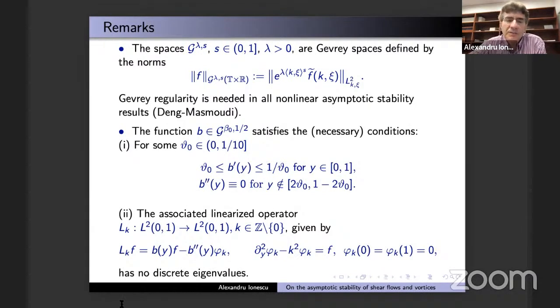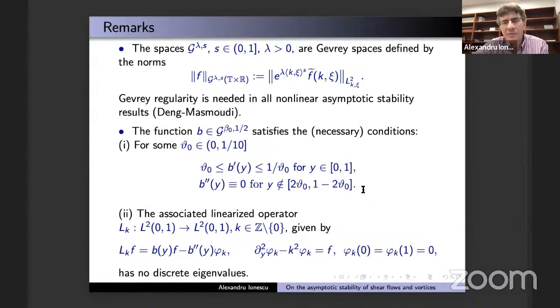And the last condition that we need on B is that these operators LK, for any integer K, one should think of them as working on functions on the K modes. After we project to the K modes, the operators are simple: B of Y times F, so this is a multiplication operator, minus B double prime times the projection of the stream function, and the stream function is obtained in this way from F. The assumption you need to make is that these operators don't have any discrete eigenvalues. So these are the assumptions that we make on the shear flows and on the initial data, and then we prove a global asymptotic stability result.